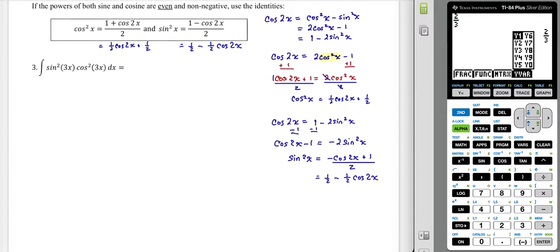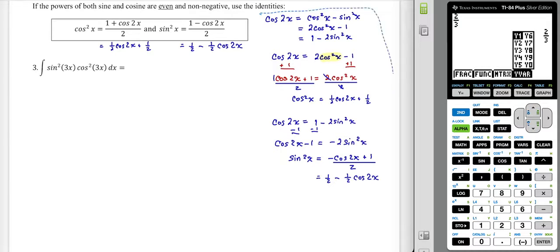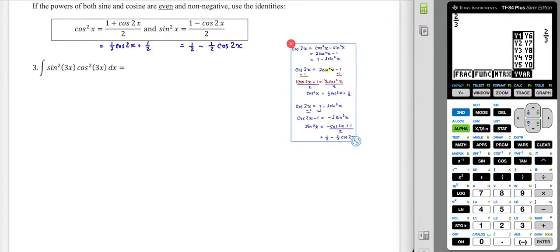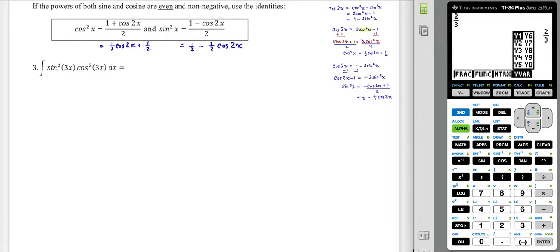These rules are very handy. I'm going to shrink this down so I don't steal too much space. They're very handy because when you're trying to integrate something that involves a power of 2 for sine or cosine, if your Pythagorean identities don't work out, you need to do something. And so oftentimes this is the something.